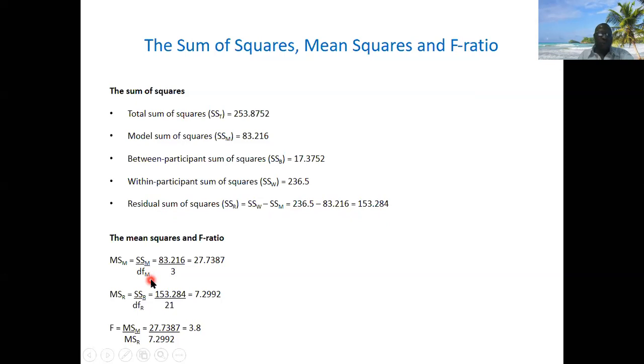So the mean square ratio. Now, when we say mean square, it is variance. The mean square for the model is 83.2 divided by the degree of freedom. What is the degree of freedom? You know there are four conditions, so 4 minus 1. That's why the degree of freedom is 3. Then the residual sum of square we calculated here. You now calculate the mean square for the residual. Divide this by this. Why is it 21? So I'm lost in this area.